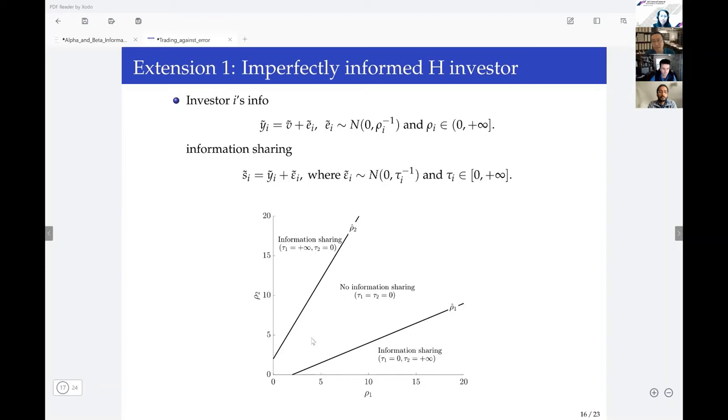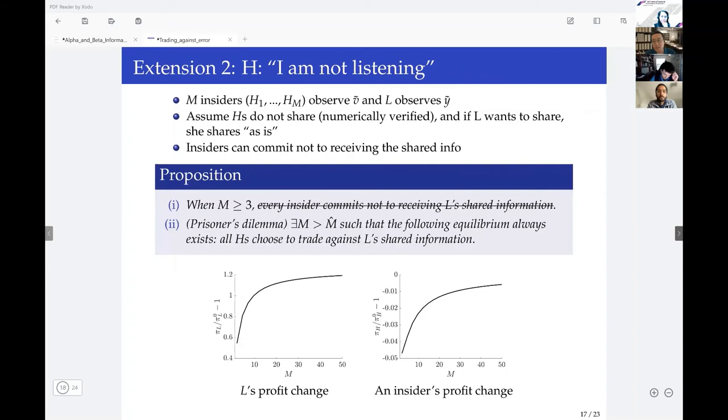So in this region, rho two is much higher than rho one. So investor two is the H investor. So in this case, investor one will share information with investor two and not the other way around. This result is kind of robust. And if this is about multiple investors, we can show that there's a prisoner's dilemma. Even if you allow the H investor not to listen, we can show those people will choose to listen.